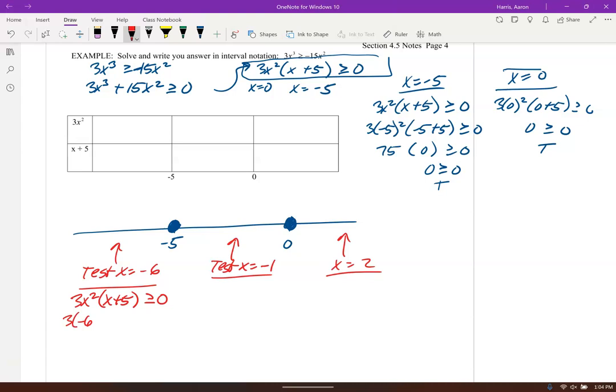So 3 times -6 squared. So we have 3 times 36 times -1. Well, that's a negative number. Is that greater than or equal to 0? Is a negative number greater than or equal to 0? Yeah, you say false, right? That's false. Let's try -1.